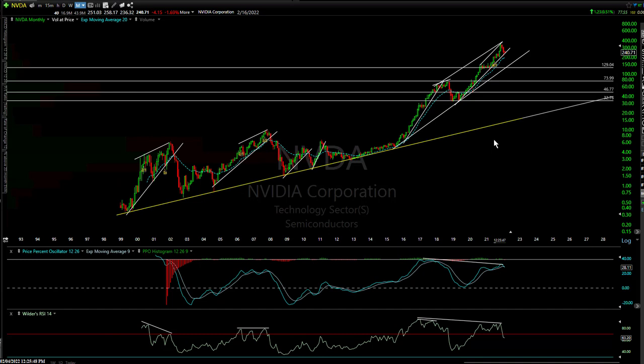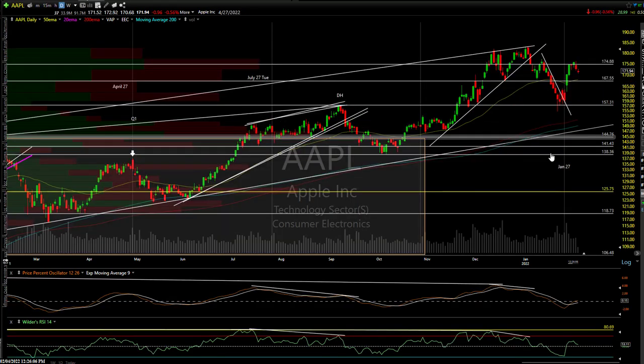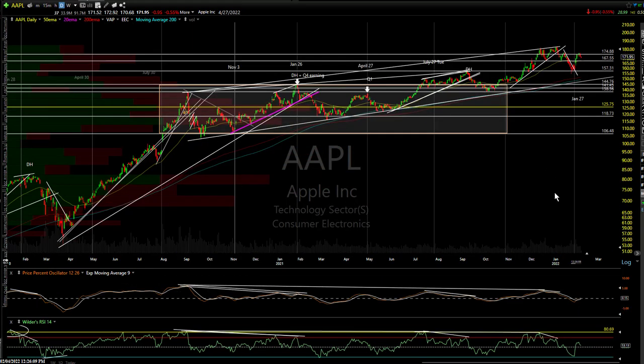And now let's look at the big FANGs. Okay, so I gave you the weightings. We'll start out with the 800-pound gorilla, the largest publicly traded company in the world, Apple. It was recently a $3 trillion company, a little bit below that now.